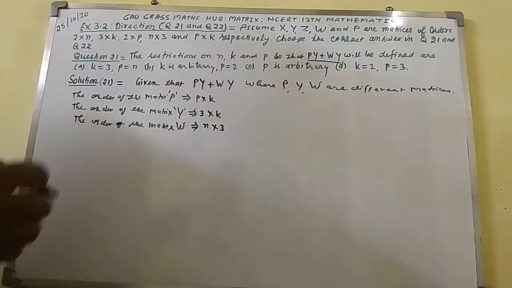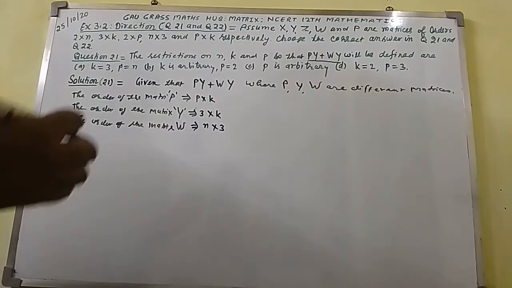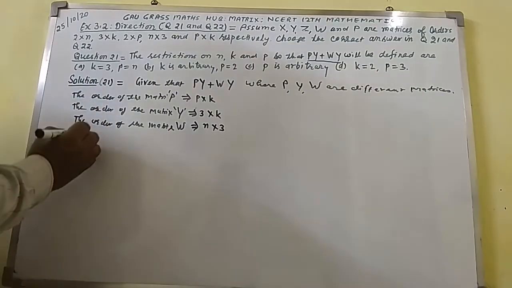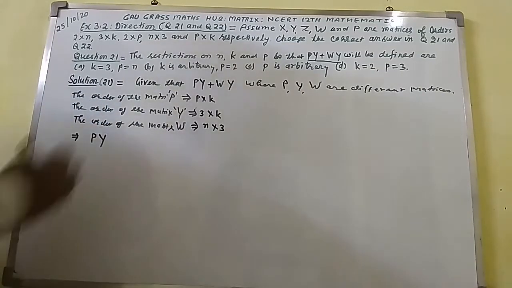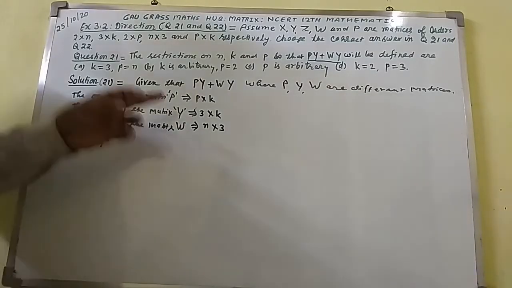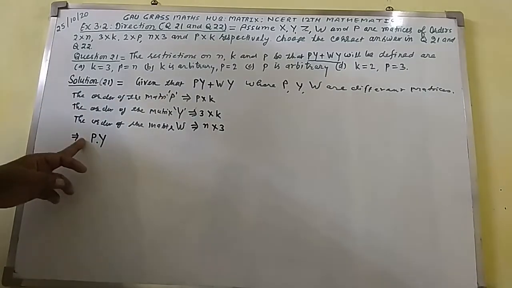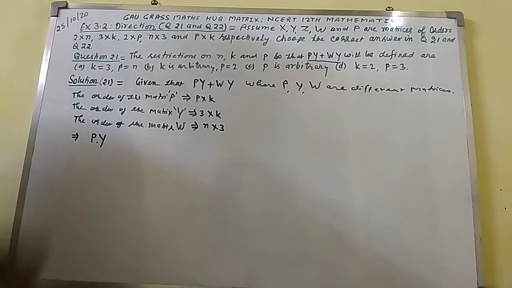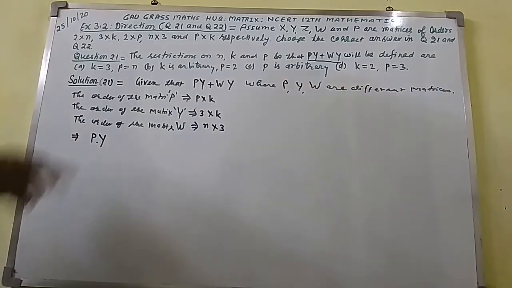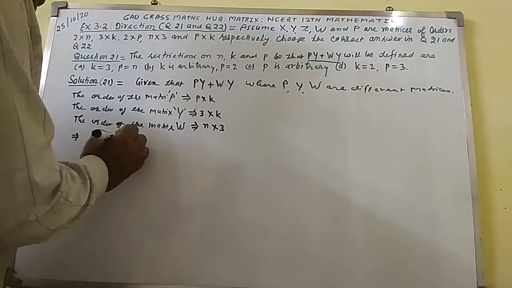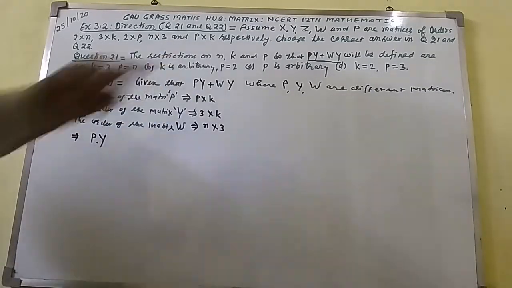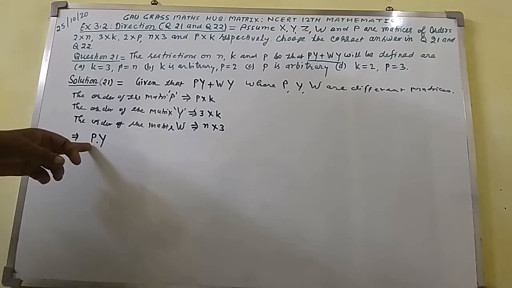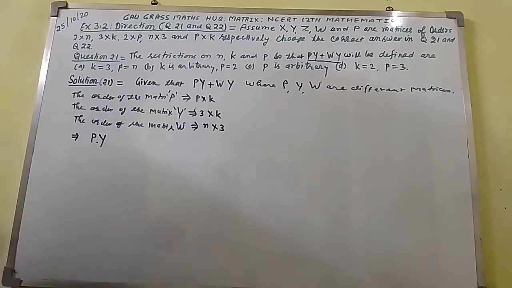Then what will we do here? Take the term PY. Here you can see the matrix P is going to be multiplied to the matrix Y.